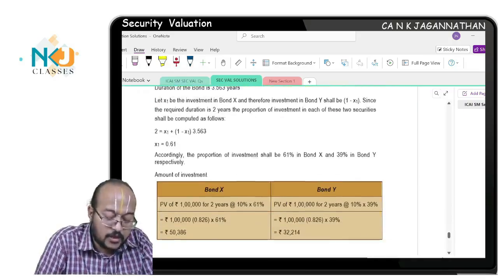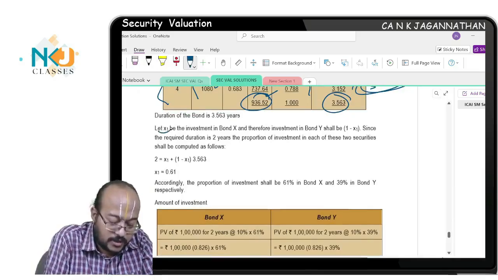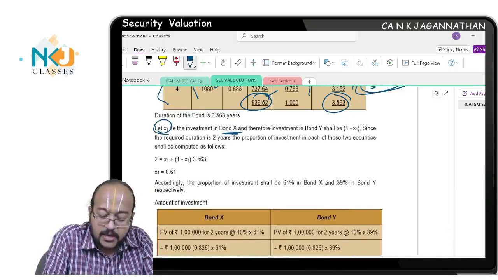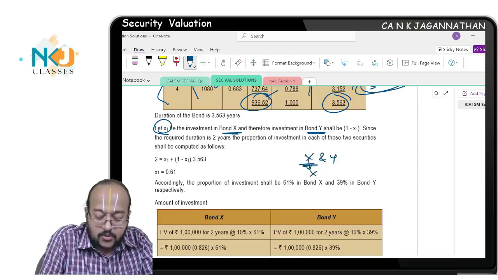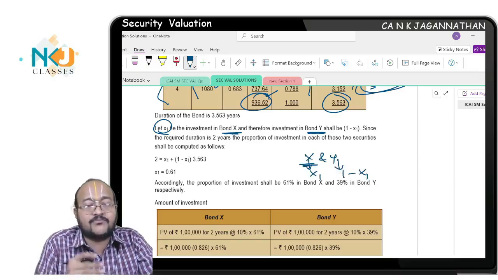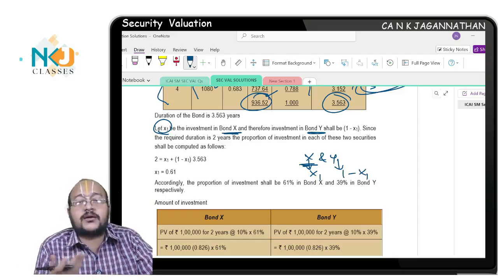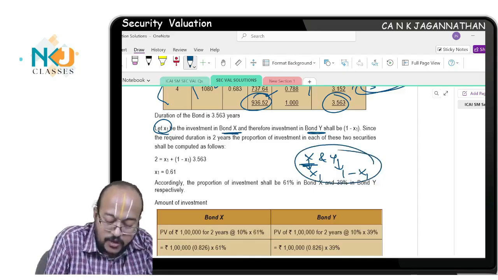Very simple. First, we will construct a portfolio using these two proportions. Let x1 be the investment in bond X. Your portfolio consists of only two securities, X and Y. If x1 is the proportion of bond X, then Y's proportion is 1 minus x1. Are you all comfortable? If bond X is 30%, then obviously 100 minus 30, 70%, will be the proportion of bond Y.